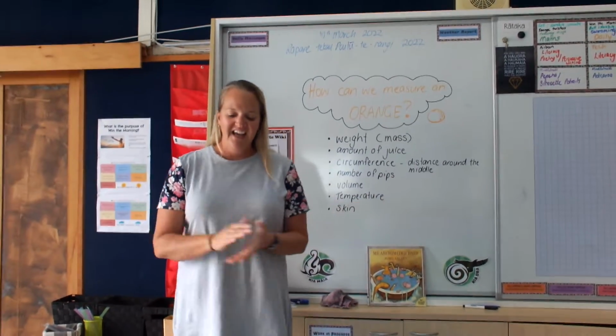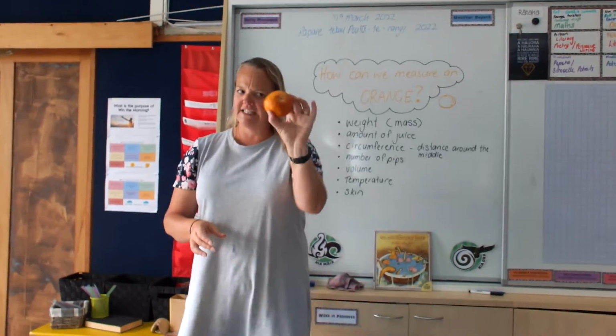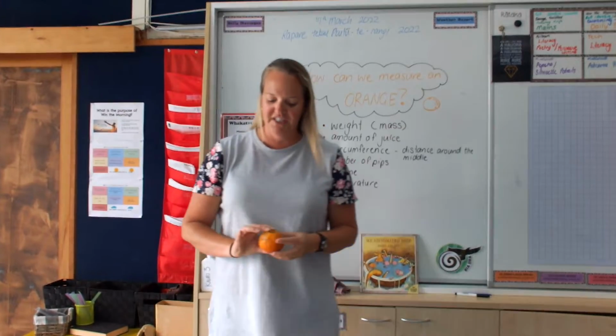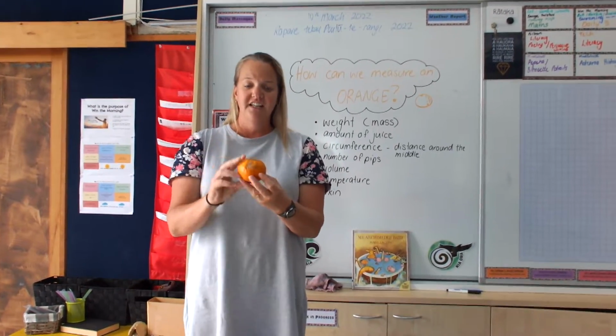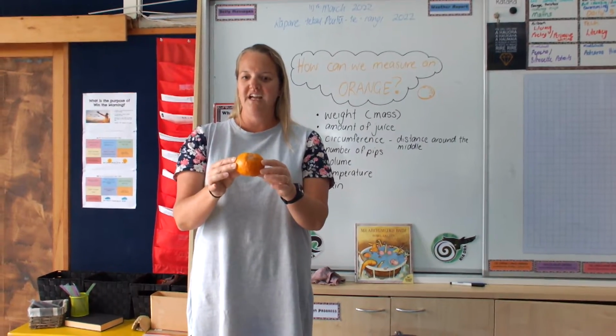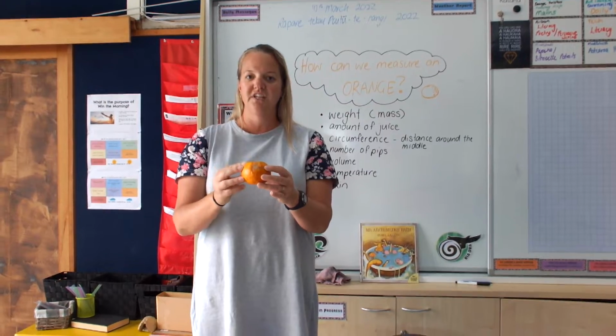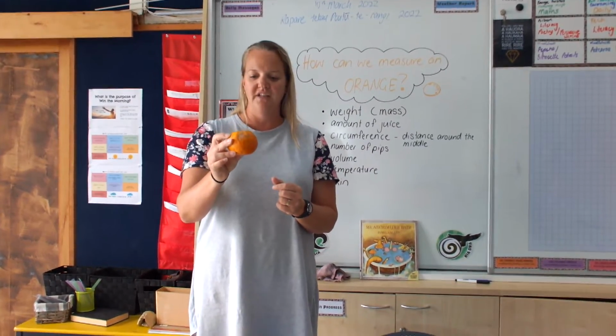For this week, remember, we have been looking at our orange, or in this case Tangelo, but close enough to an orange. We looked at the different attributes or characteristics that an orange has and how we could be measuring them. So hopefully you've made a table with all the different attributes and what units you might use to measure it and how you could measure that.